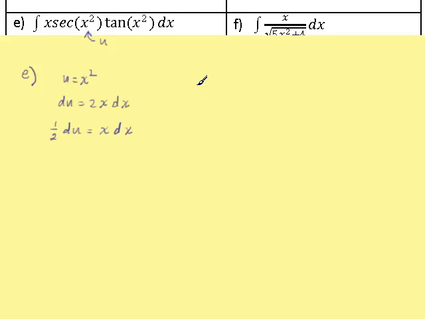And now we're ready to do our substitution. So for x dx, we're putting 1/2 du. And then we have secant u tangent u. So we know the integral of secant u tangent u. That's just secant. And now let's substitute back.